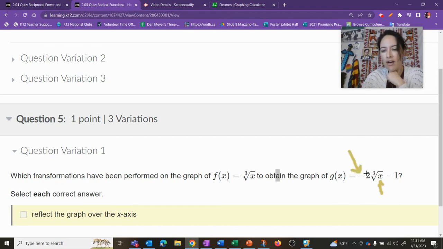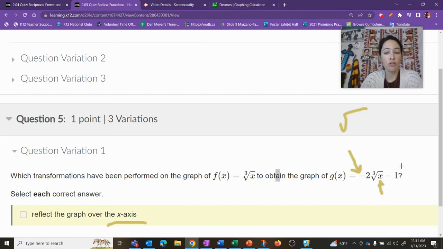That negative is on the outside, not on the inside. See, not under the radical. That's what I mean by outside, inside. It's a reflection over the x-axis. If it was on the inside, it'd be a reflection over the y-axis, and that changes things. I'll show you in a second.